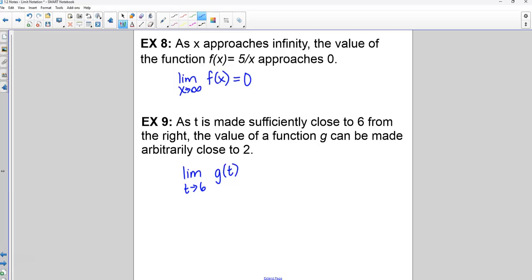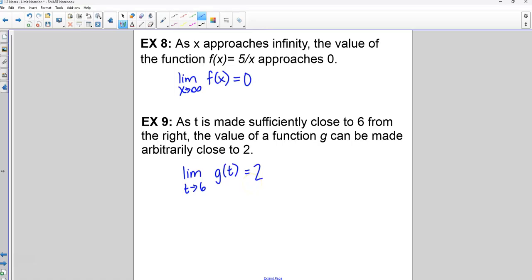I don't know how much we did in pre-cal, but sometimes in pre-cal I'm more likely to call it f of x, but you can also just refer to the formula as f. You don't have to say f of x. But when you do it here, you want the of t part. And what's the answer to that? That equals 2.